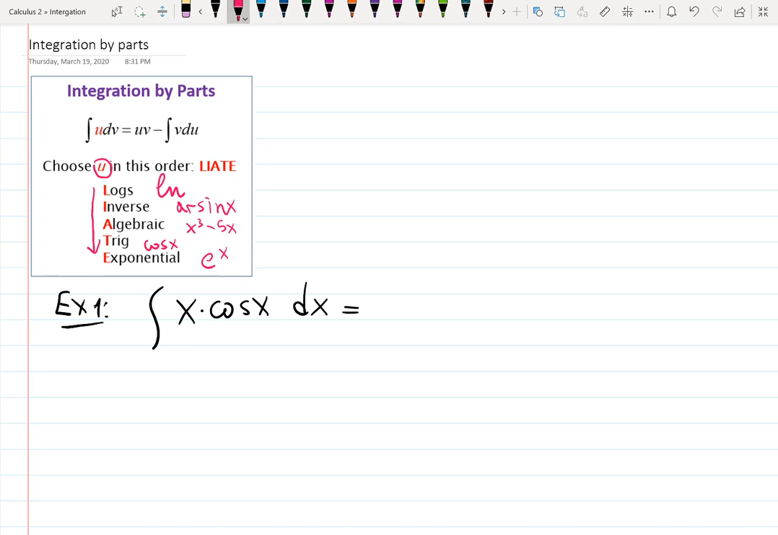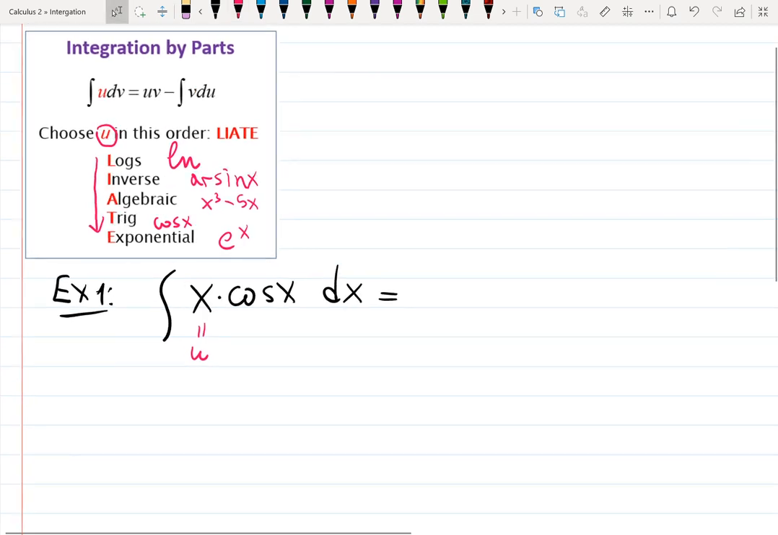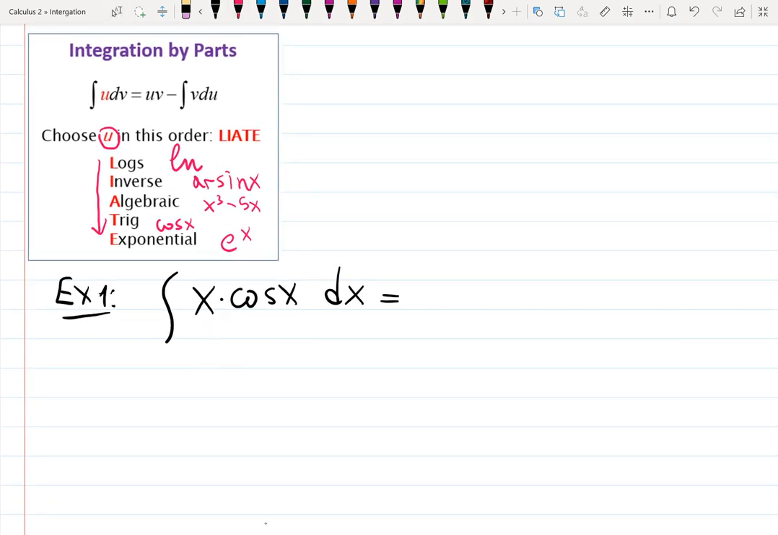So let's have this suggestion list, and actually it works really well. Using the suggestion, it says if I see log, then choose that to be u. I don't see any log. Inverse functions, not really. Algebraic functions, yes. x should be u in this case if we want to use the suggestion. So here's a nice notation I like teaching in my classes. Let u be x. du then will be 1 dx. dv is not a choice anymore, as you understand. dv is everything else, which is cosine x dx.